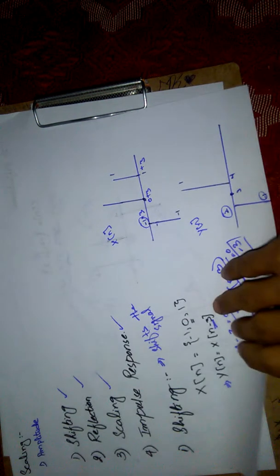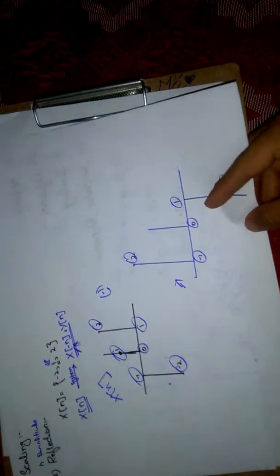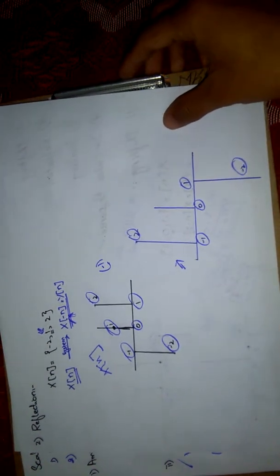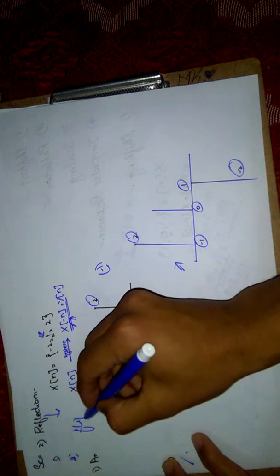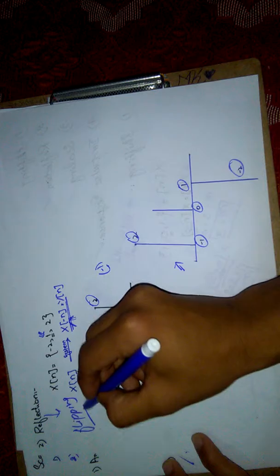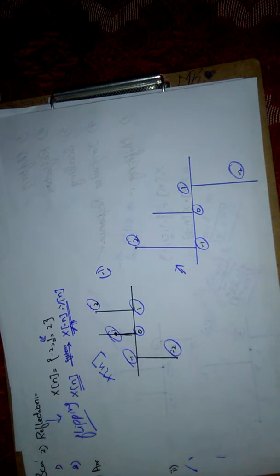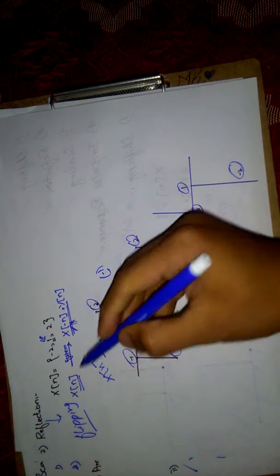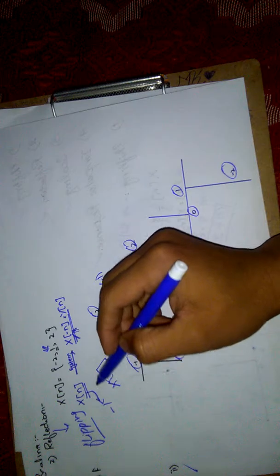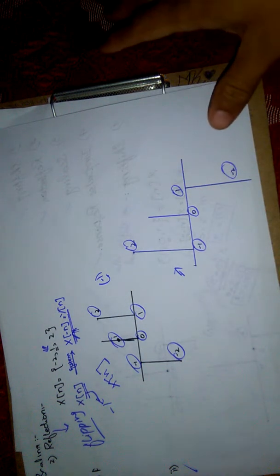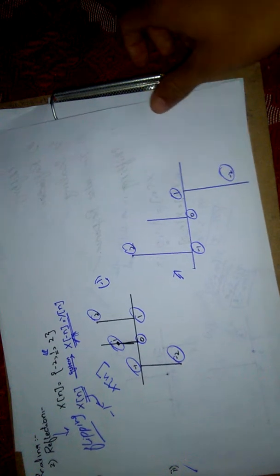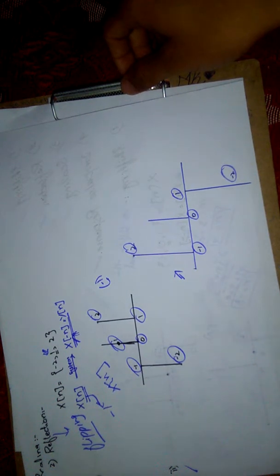Now the second operation is reflection. Reflection is similar to flipping, which I explained in the previous lecture. Here we multiply the index with minus 1. I have an example x of n equal to minus 2, 1, 2, and I have the 0 index at 0.